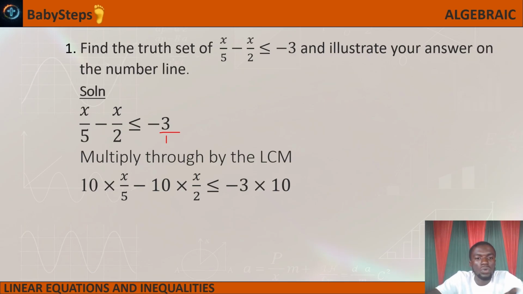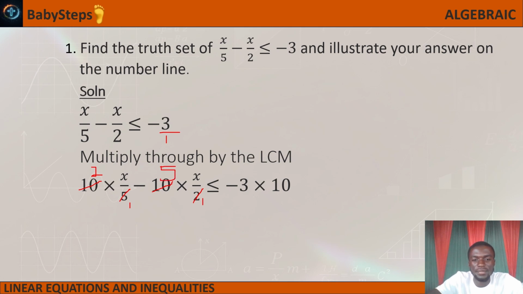So 10 times x over 5. This 5 will go into itself once, then 10 goes in twice. Now you have to know that whenever we say it is an LCM, it can divide per, without any remainder. So 5 will divide 10 twice, then 2 will go into itself once, and 2 will divide 10 five times.